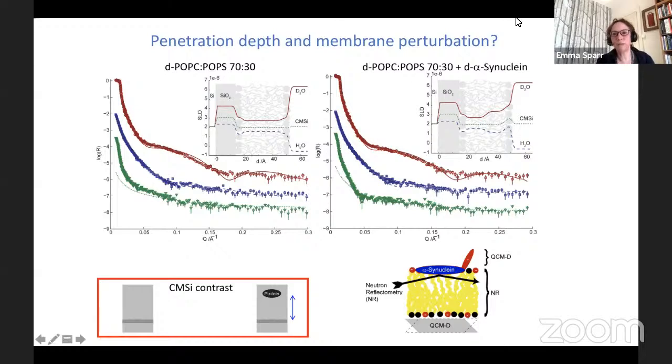a suggested structure where the perturbation is only seen in the head group layer and the outer part of the acyl chain, suggesting that alpha-synuclein is not penetrating at all, but is sinking down in the head group layer. What was also nice is that in the contrast that matches out the silicon surface, with this mixture of lipids it also matched out the lipids, so that the membrane became visible, which made it easier to determine the distance between the protein and the surface.